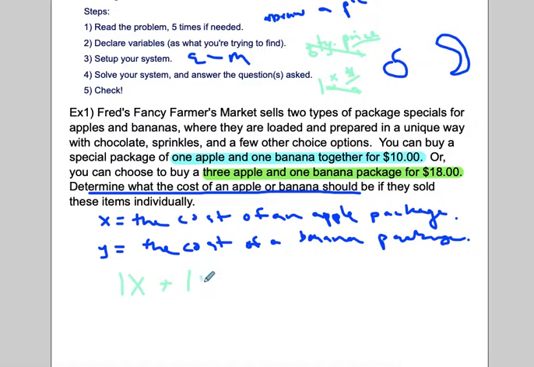And 1 banana should be 10 bucks. Now you can do the .00, but with decimals and zeros, you don't need them on there. And this is my equation 1. The cost of an apple times 1 plus the cost of a banana times 1, only got one of them, should be equal to 10.